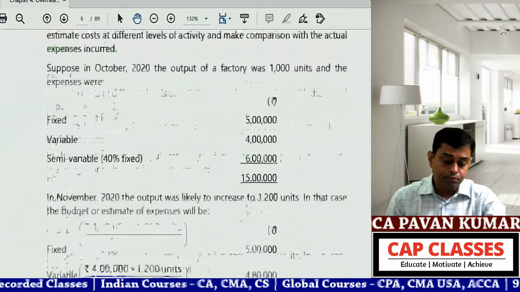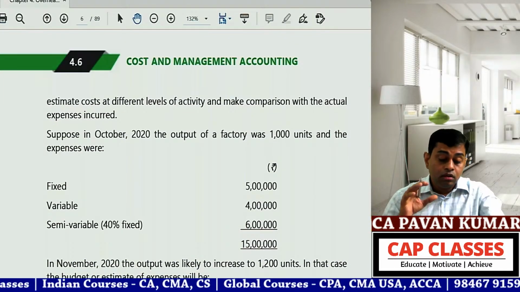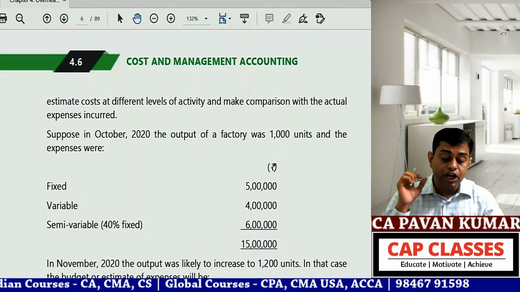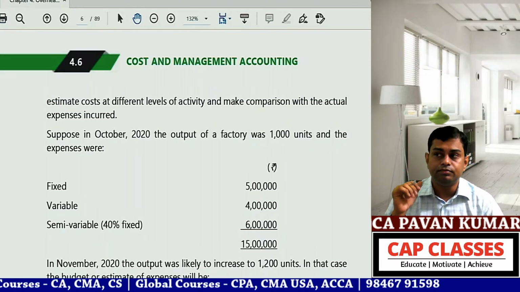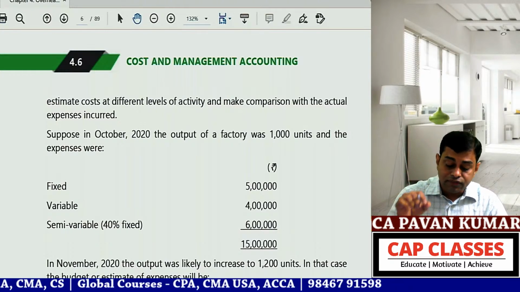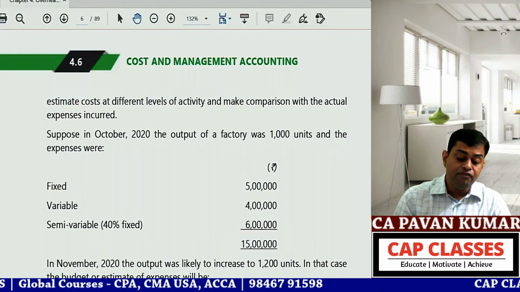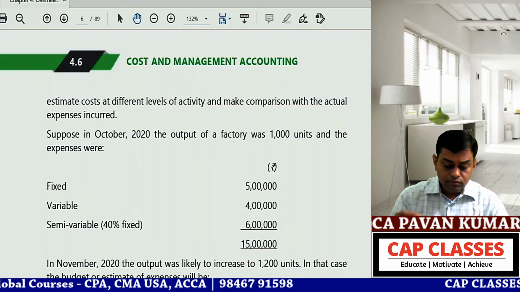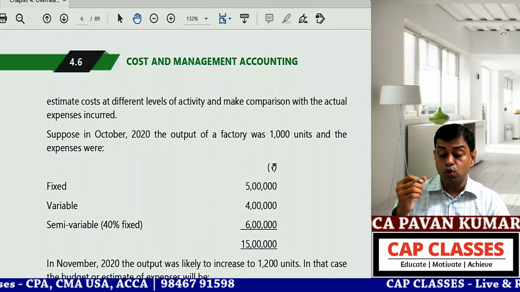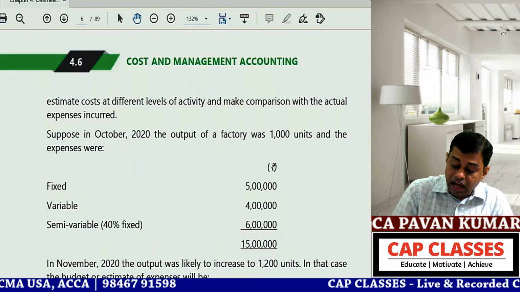So look here, they have given one small example. Suppose in October 2020, the output of a factory was 1000 units and the expenses were: fixed cost 5 lakhs, variable cost 4 lakhs, semi-variable cost 40% fixed, that is 6 lakhs, total 15 lakhs. In November 2020, the output was likely to increase to 1200 units. In that case, the expenses will be as follows.